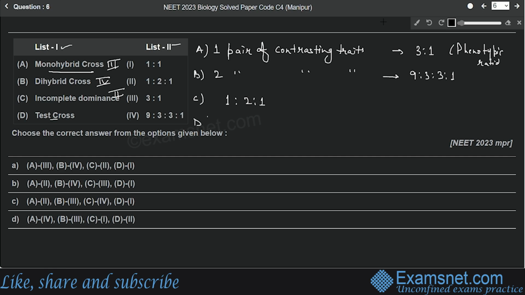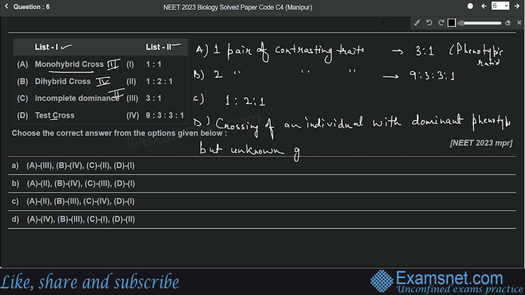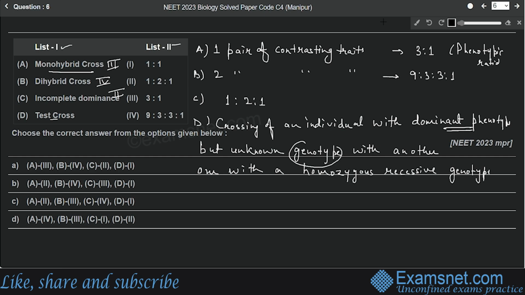And the last one is test cross. So test cross means crossing of an individual with dominant phenotype but unknown genotype with another individual with a homozygous recessive genotype. So one individual will be having the dominant phenotype but the genotype will be unknown, and the other will be the homozygous recessive type.